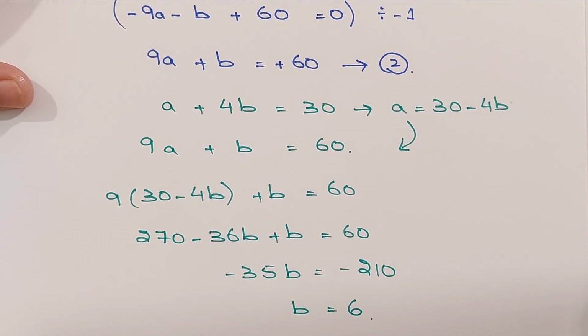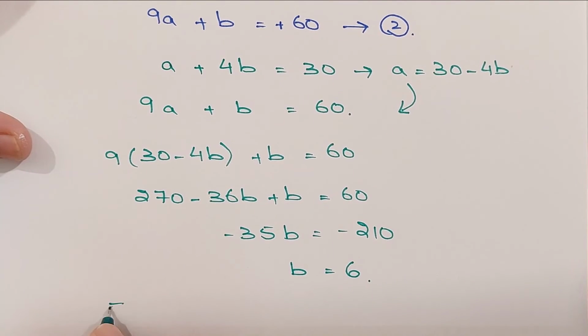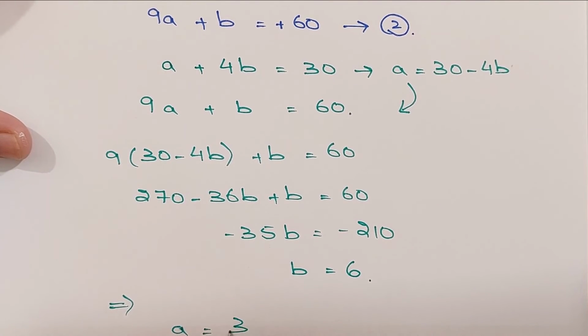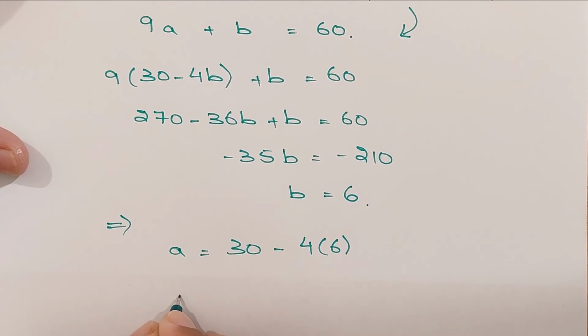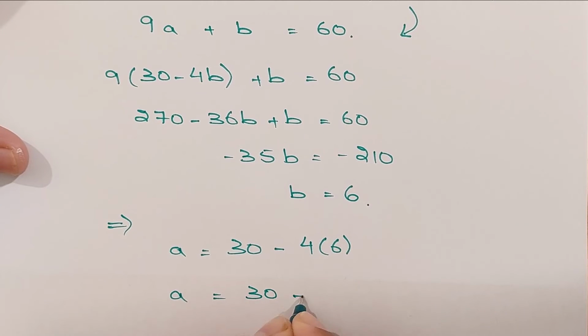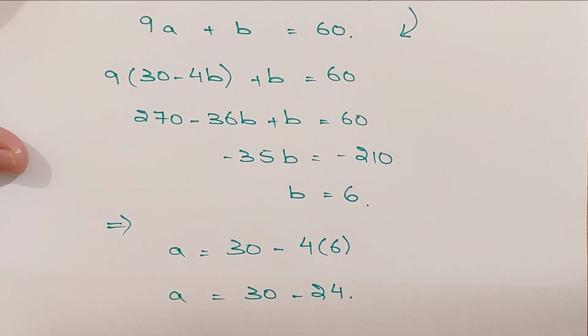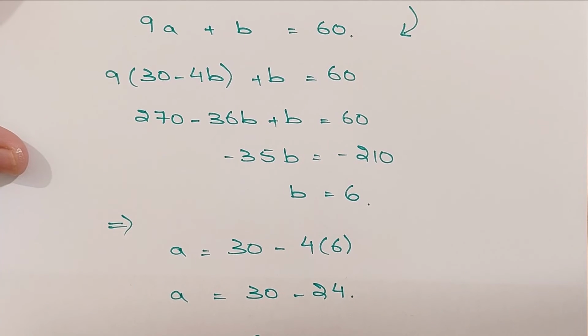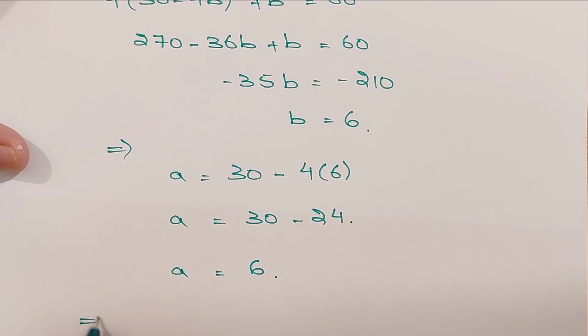Now substituting that b value into the equation of a. So from here, a equals 30 minus 4 times 6. 4 times 6 is 24. So equals 30 minus 24. So 30 take away 24, a equals 6. So we have verified it that a equals b equals 6. Both values are 6.